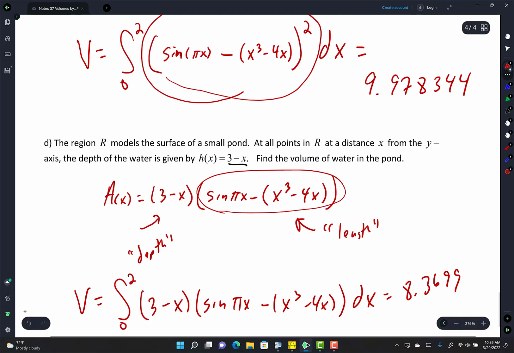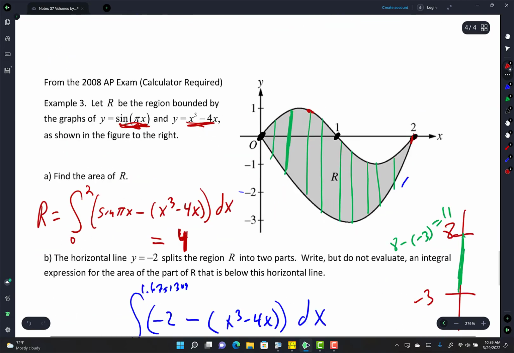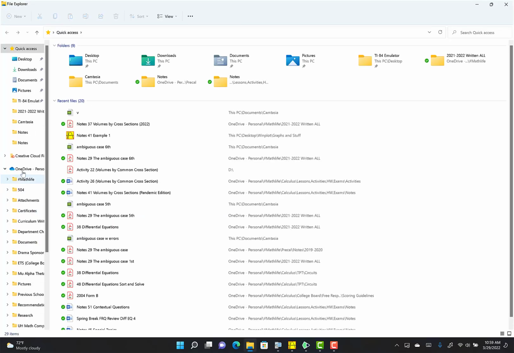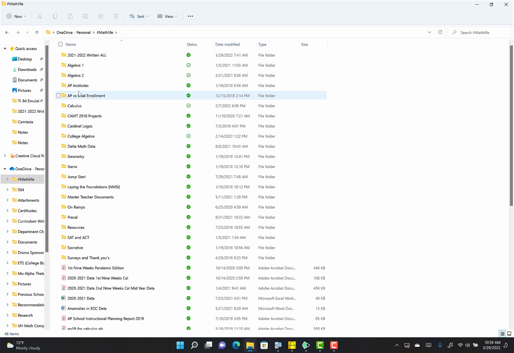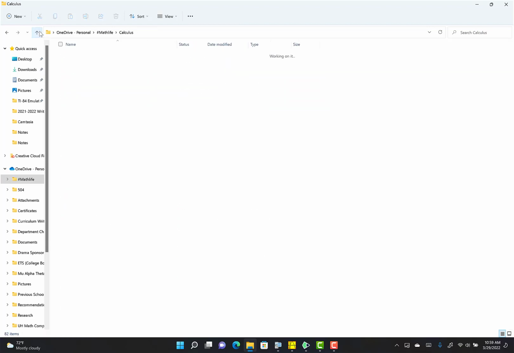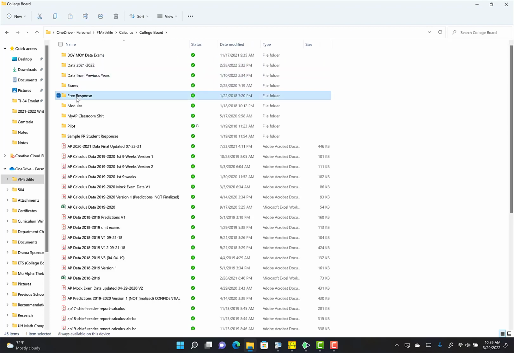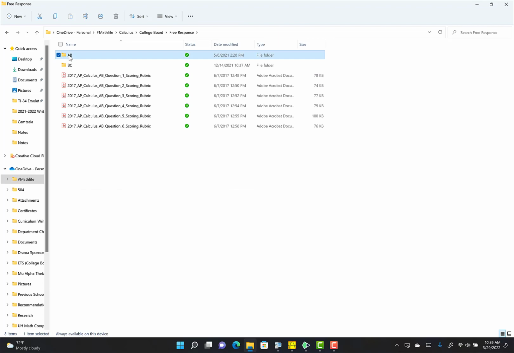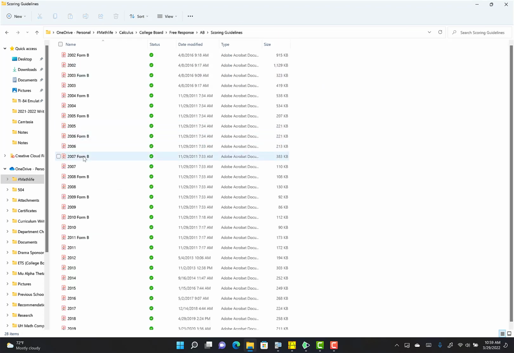All right, let's see how we did. What year was that? 2008. I haven't seen this key, guys, so this is fresh. I mean, I saw it last year, but I haven't seen it since. College Board. Free response. AB. Scoring guidelines. 2008. Was it Form B or just 2008?